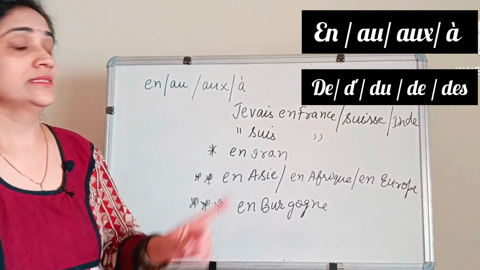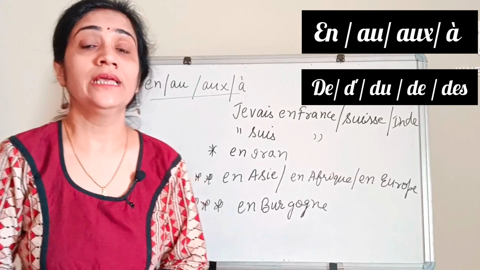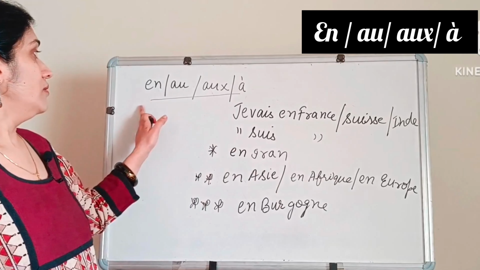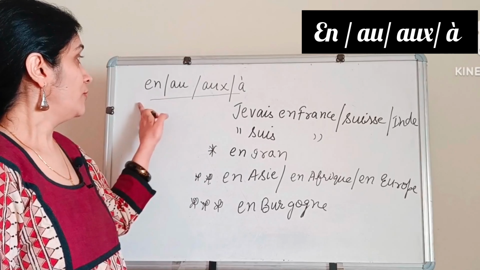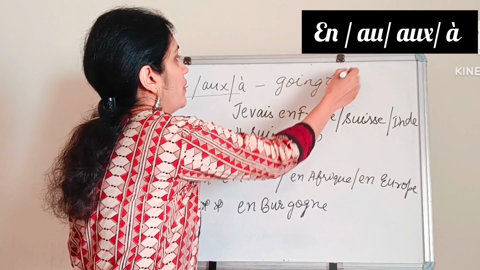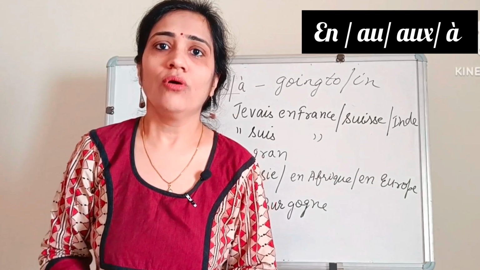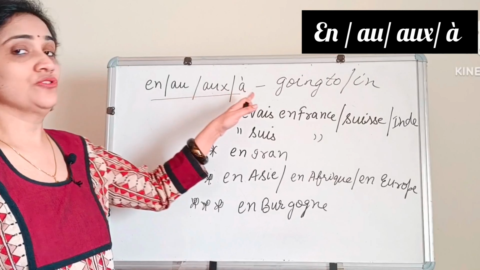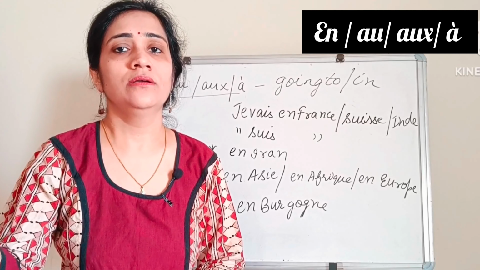So first of all, let's discuss this first set of prepositions, as these two sets of prepositions have different meanings. Focus on this first set: en, au, aux, à. These four prepositions refer to going somewhere, going to, or being in somewhere. When you are going somewhere or when you are in a particular place, you have to use these prepositions.